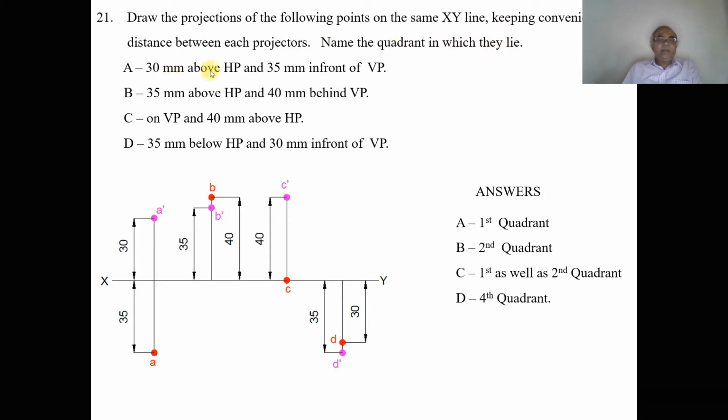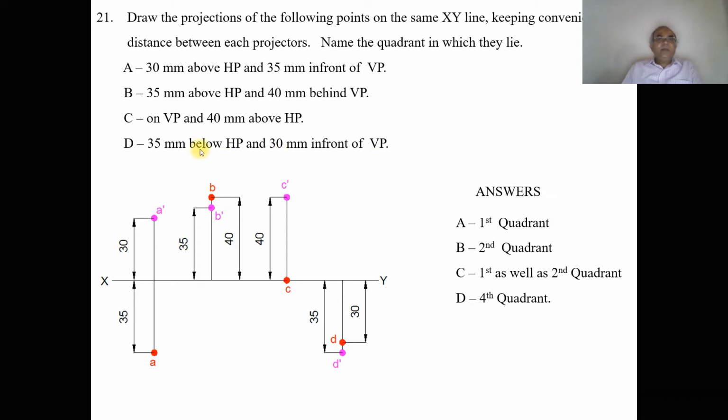Capital A, 30 mm above HP and 35 mm in front of VP. Capital B, 35 mm above HP and 40 mm behind VP. And capital C, on VP and 40 mm above HP. And capital D, 35 mm below HP and 30 mm in front of VP.